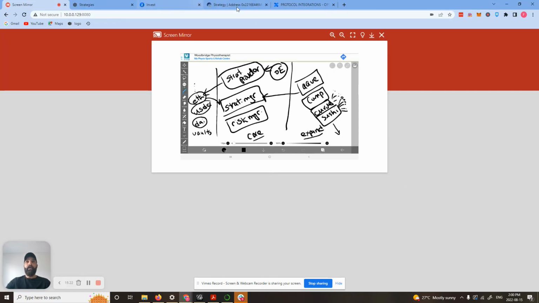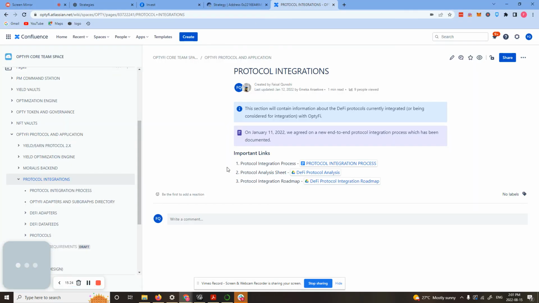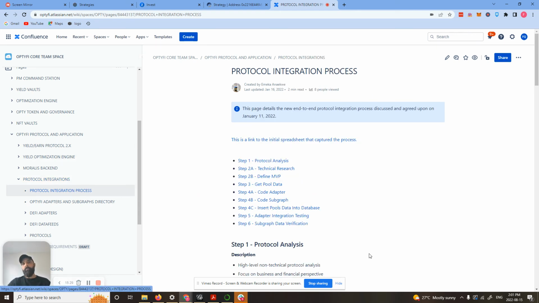Essentially, we've done a lot of work in expansion, like I mentioned. This is our internal team documentation, and over time we came up with a quite robust process for adding new protocol integrations. We do a protocol analysis followed by technical research. We usually define an MVP, a minimum number of pools. We learned the hard way that rather than trying to get all edge cases the first time around, it's better to cover just the most important pools. And for each adapter we add, we also have to add a data feed.